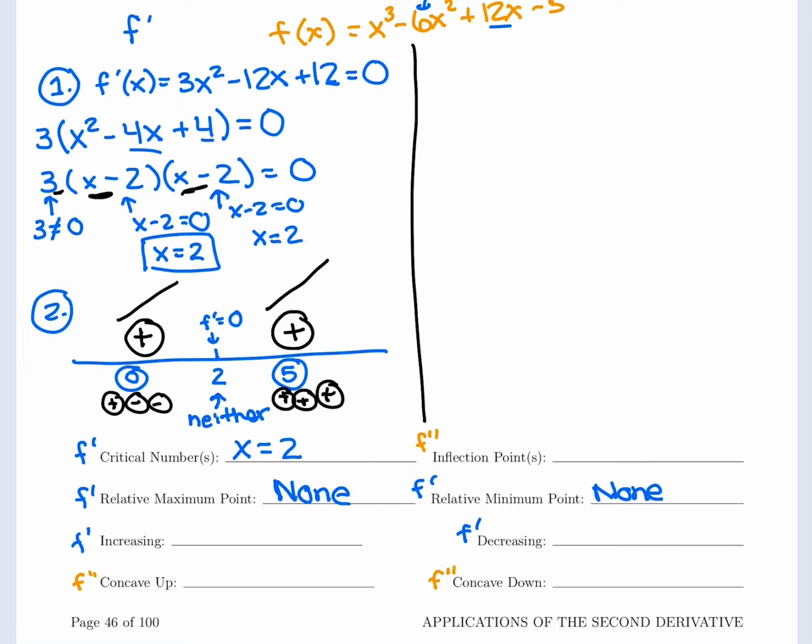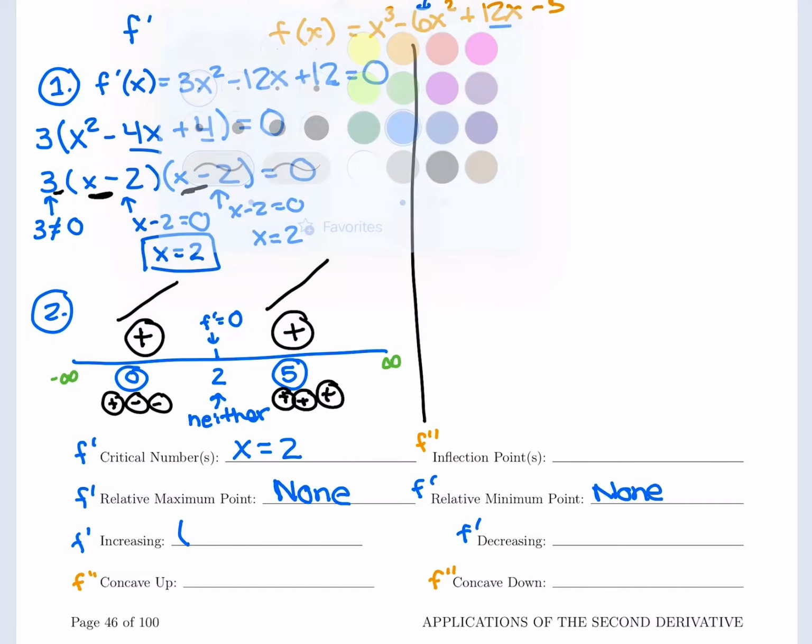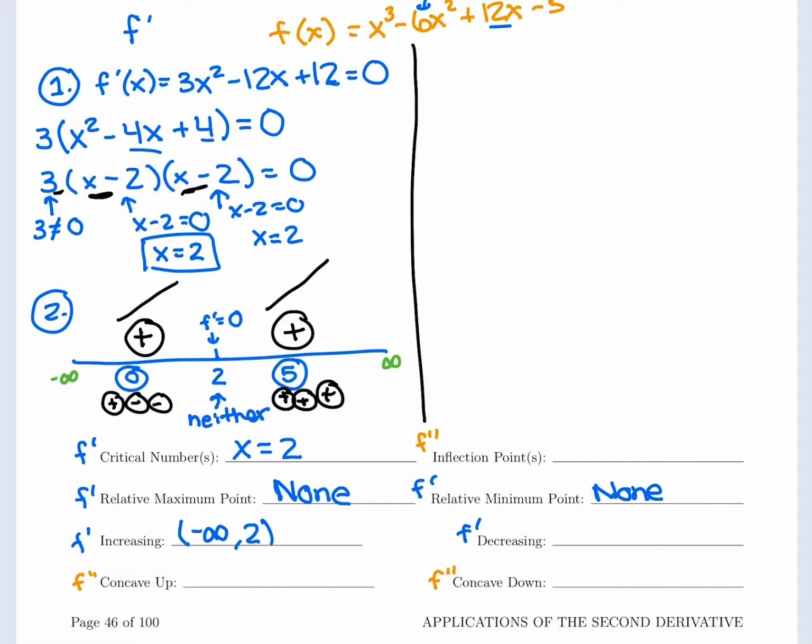For increasing, I would say it's increasing before our critical number 2. So let me label these again. Negative infinity is x to the left. Positive infinity is x to the right. So before 2 and after 2, it's increasing. So in interval notation, I would say negative infinity to 2, union 2 to infinity. It's increasing everywhere except for at the x value where the derivative is 0. It's not increasing or decreasing at 2 since the derivative is 0. And then decreasing, there are none.